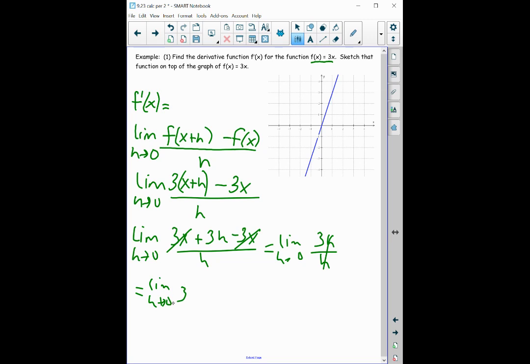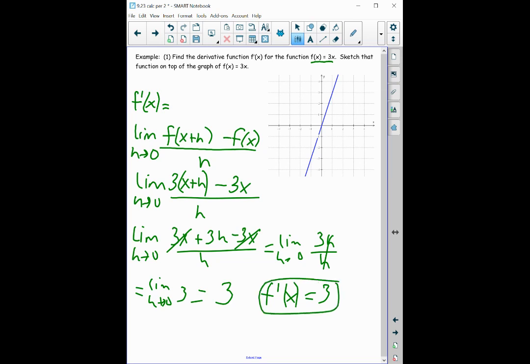There's no h left. If it says take the limit, that means I'm going to replace every h that I see with 0. Since there is no h, the limit is just going to be the constant. It's just going to be 3. So f prime of x is equal to 3. Okay, so this is my derivative function.